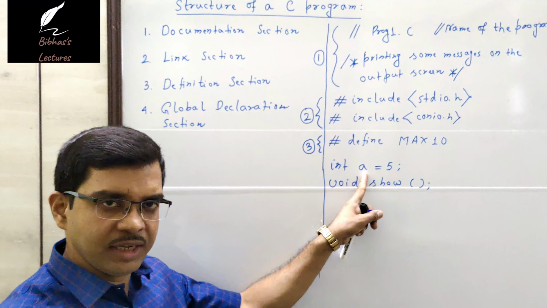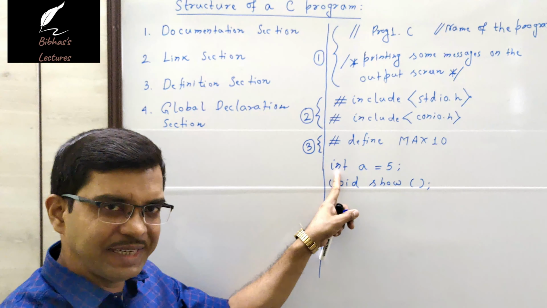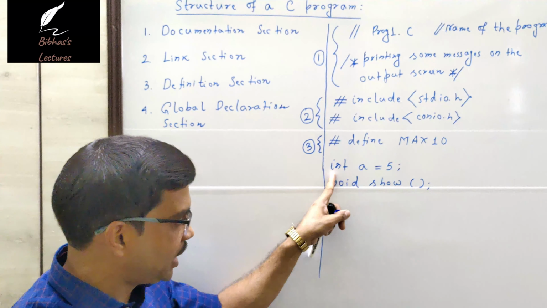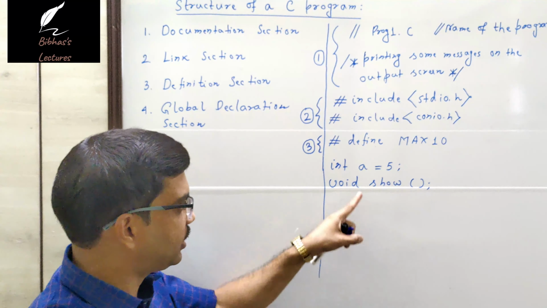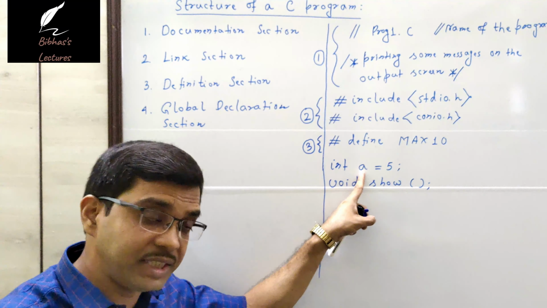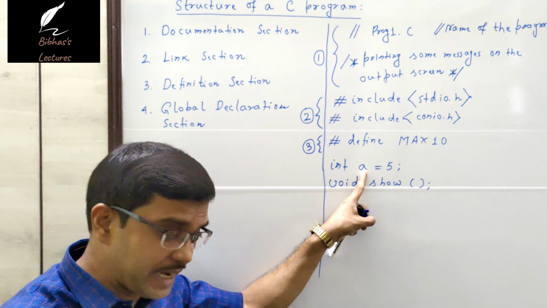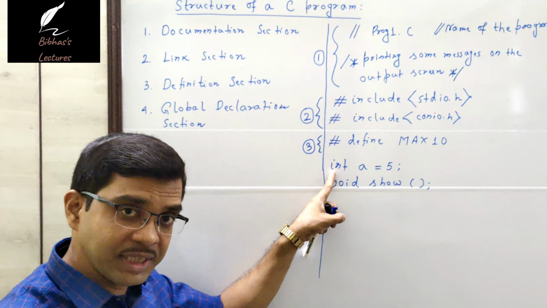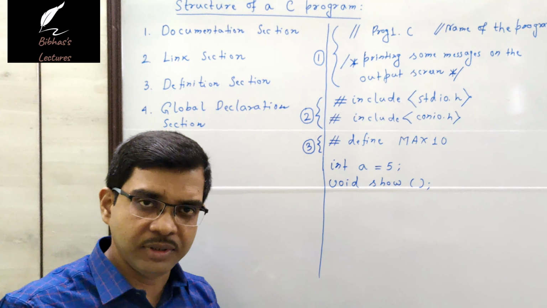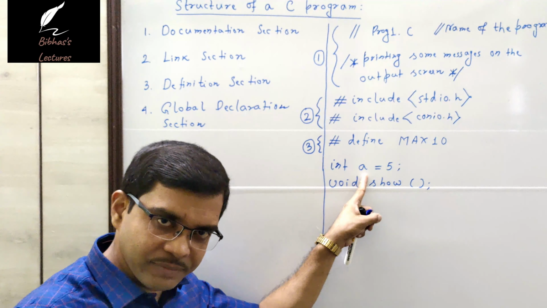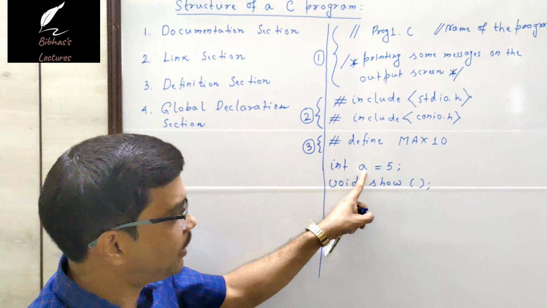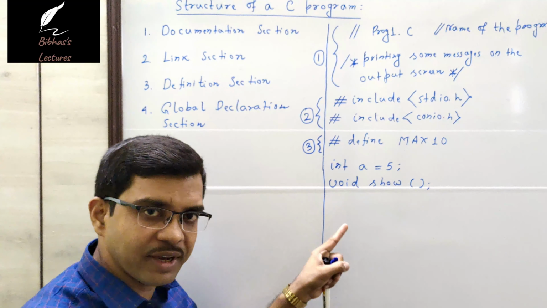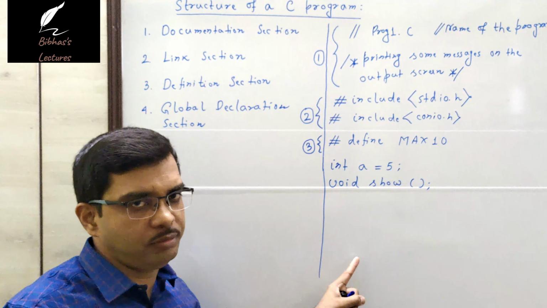The name of the variable is a. What type of variable is this? This is an integer variable. This is called a data type. We will discuss each and everything later on, but for the time being, please understand that here we are declaring a variable. The name of the variable is a, and its data type is integer. Integer means whole number, so in the variable a we can store a whole number. Here I have initialized the variable with the value 5. That means if I print the value of a, the value 5 will be printed.